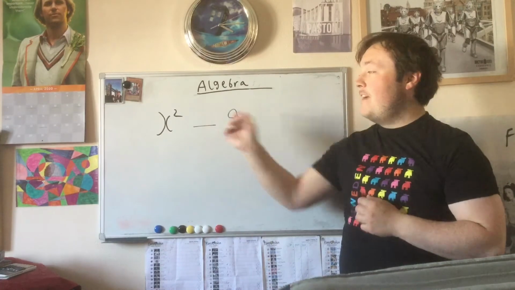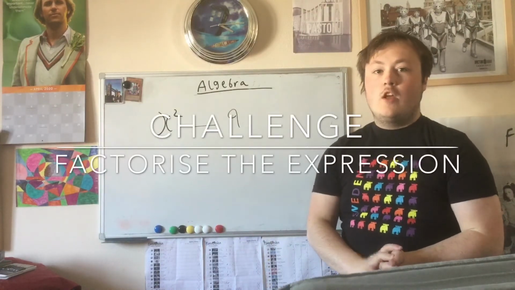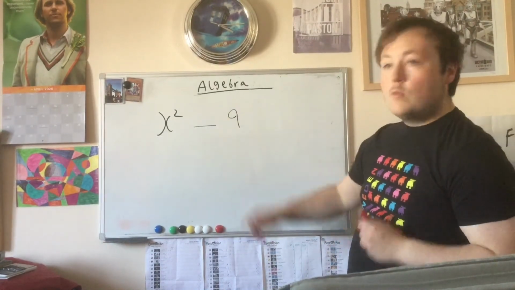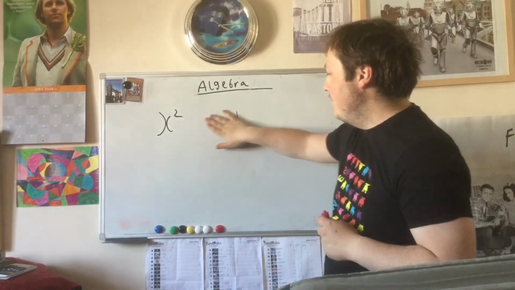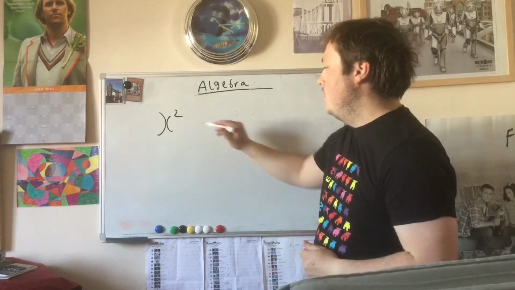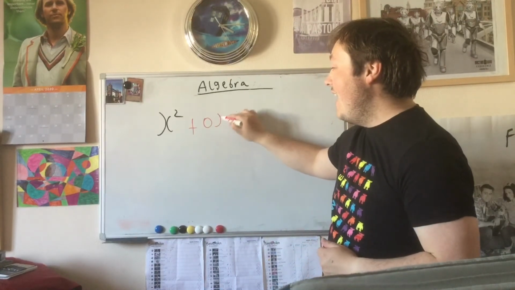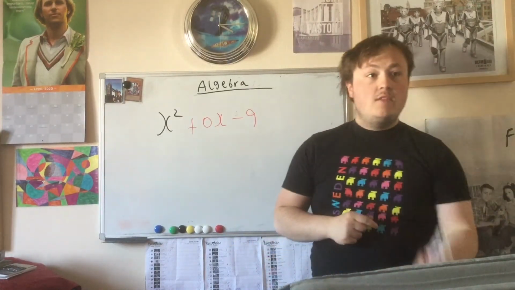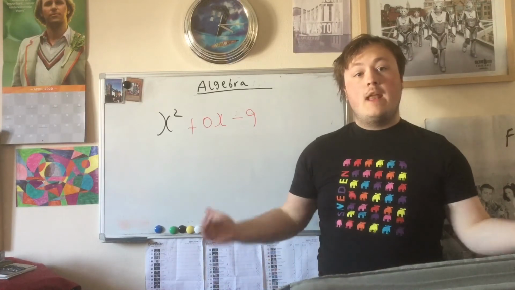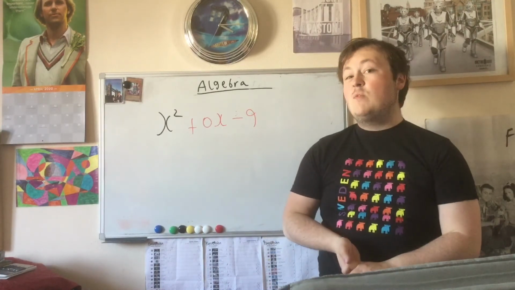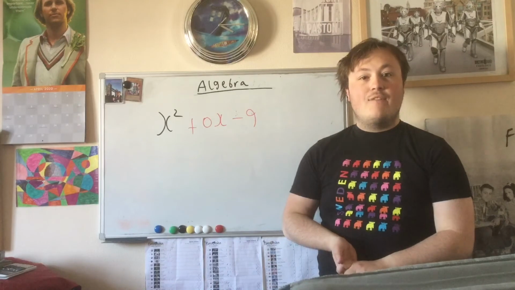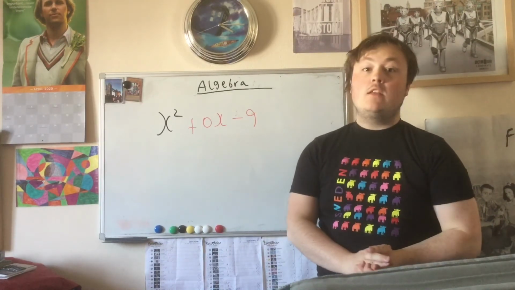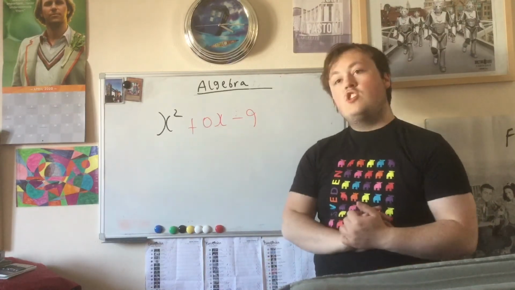I want you to factorise this equation. But I will give you a clue, okay? X squared minus 9 is the exact same as x squared plus 0x minus 9. So for this you need to find two numbers that when multiplied together get you a negative, but when added together get you 0. It's quite easy when you think about it. But that is your challenge for tonight.